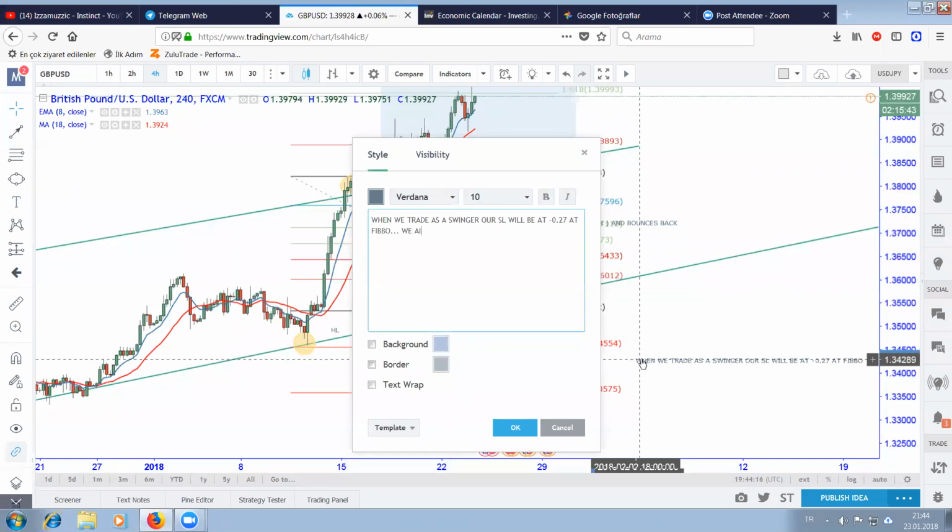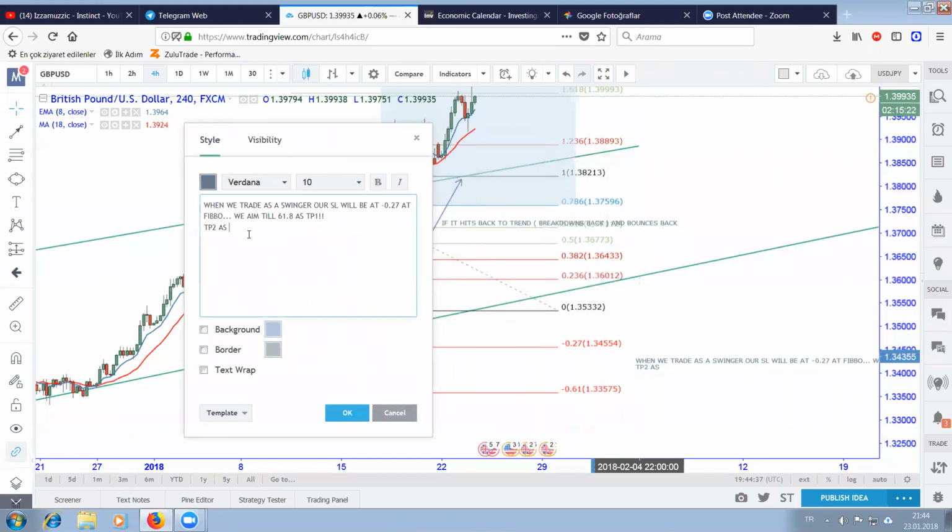And we aim till 61.8 as take profit 1. Take profit 2 as 100 round, or let's say like this, 78.6 or 100. Take profit 3 between 123.6 till 161.8. This is all dependent on Fibonacci. Again, it depends on Fibo.